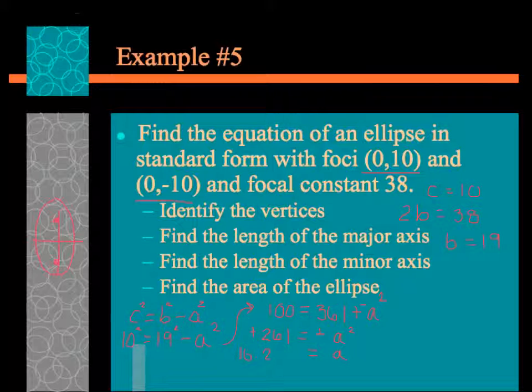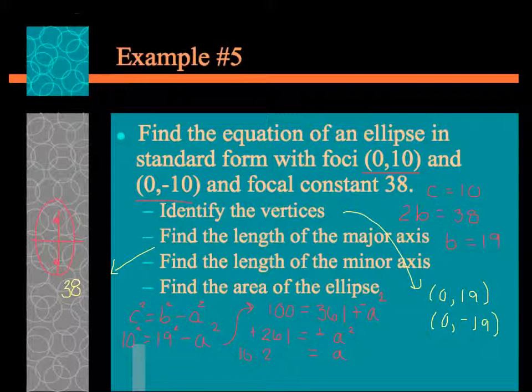Okay, so the vertices on a tall ellipse we see from our cheat sheet are (0, b) and (0, negative b). So I know b is 19. So I have vertices at (0, 19) and at (0, negative 19). The major axis on a tall ellipse, we see again on our cheat sheet, is 2b. So the major axis will be 2 times 19 or 38. It's the same as the focal constant.